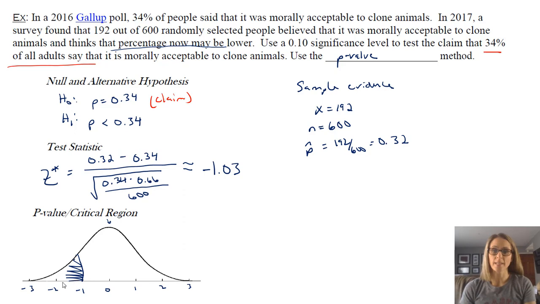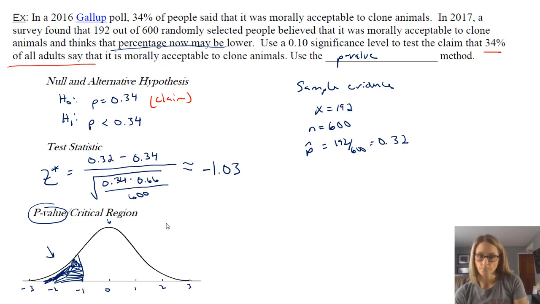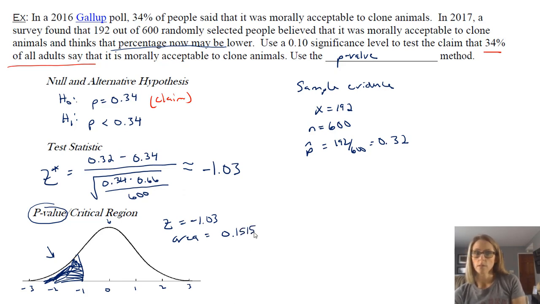So when we get a negative 1.03, notice that's a lot of area over here. That's going to create a very large p-value, meaning the probability of getting 0.32 when in fact 0.34 is actually correct is going to be pretty high. So this is the area we need. This is our p-value. It is just a less than, so it's a one-tailed test, so it's just one number. So you can look in the tail, so negative 1.03. The area associated with that is 0.1515. You can look it up yourself. And of course, you could also do this in the calculator.